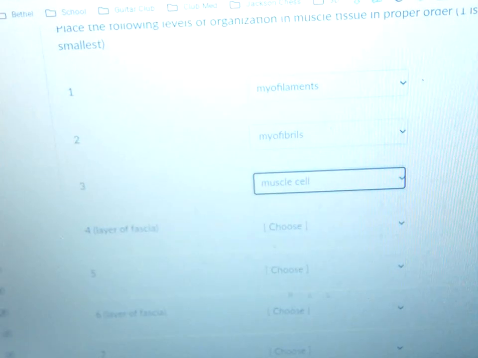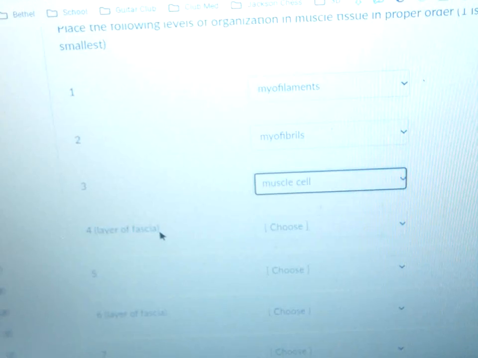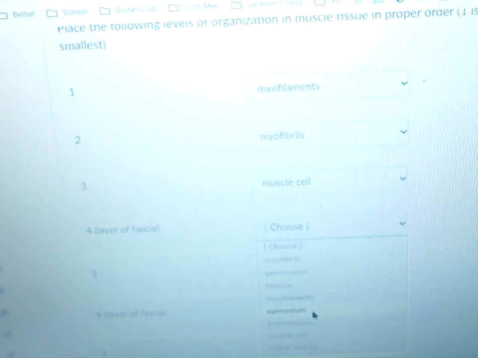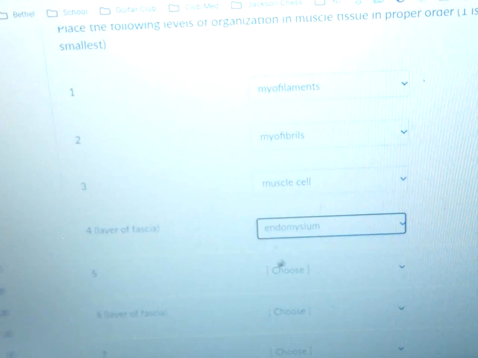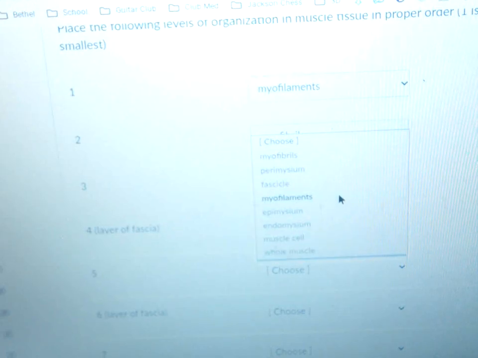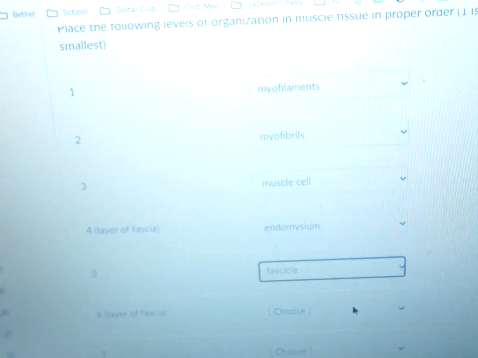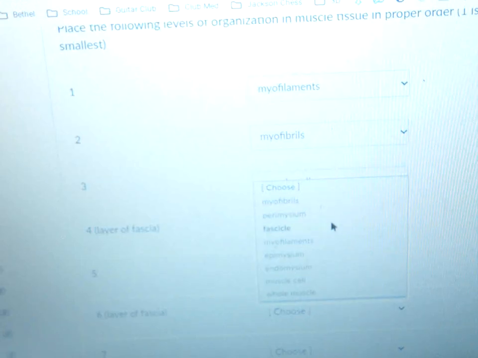Now we've got our first layer of fascia right here. Which layer of fascia surrounds muscle cells? Just had notes on it. There we go, endomysium. And then a bundle of muscle cells is called a fascicle. Fascicles are surrounded by what, folks? Perimysium.